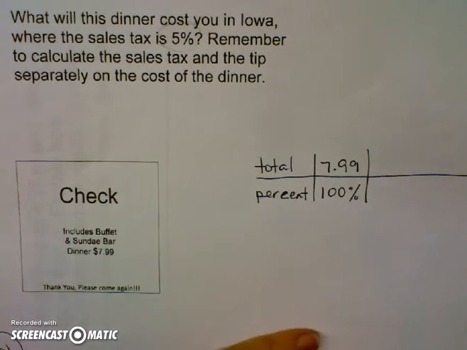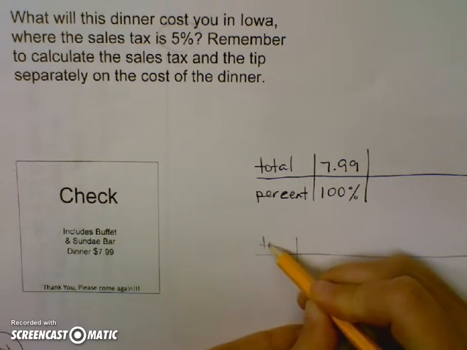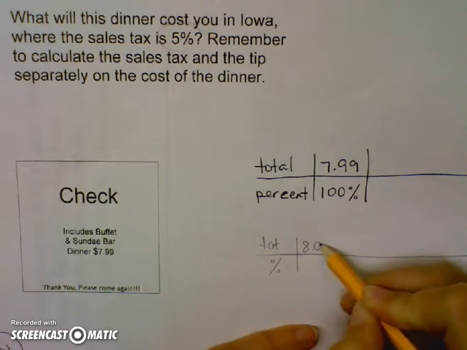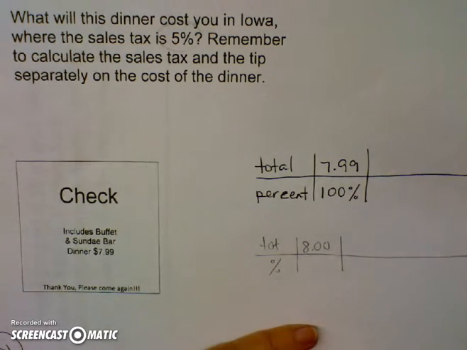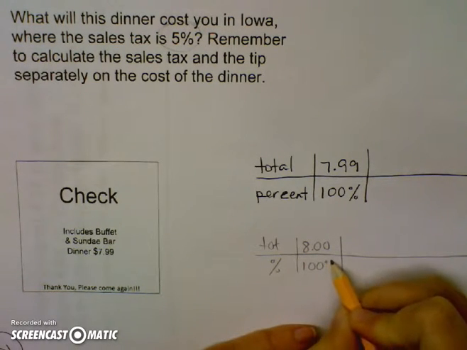To make things easier for myself, I'm going to take $7.99 and I'm going to round that up to $8, because it's a friendly number, it's easier to work with. I'm going to say that $8 is 100% of my bill.